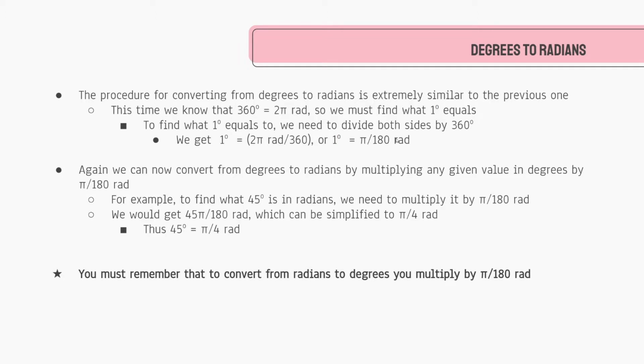Again, now we can convert from degrees to radians by simply multiplying any given value in degrees by pi over 180 radians. So for example, if you want to convert 45 degrees to radians, we simply have to multiply this value by pi over 180. So what we get is 45 pi divided by 180. If we simplify that, we actually get pi over 4. Therefore, 45 degrees is equal to pi over 4 radians.